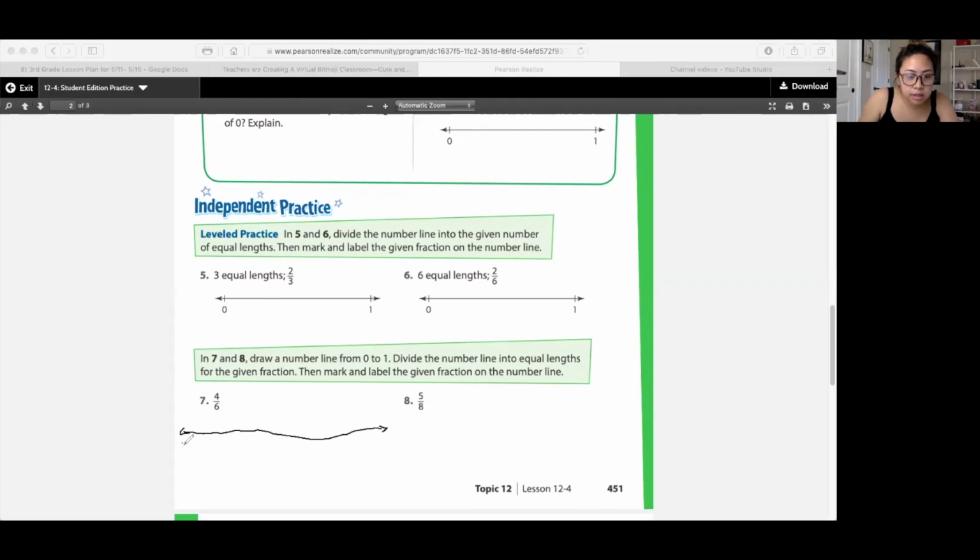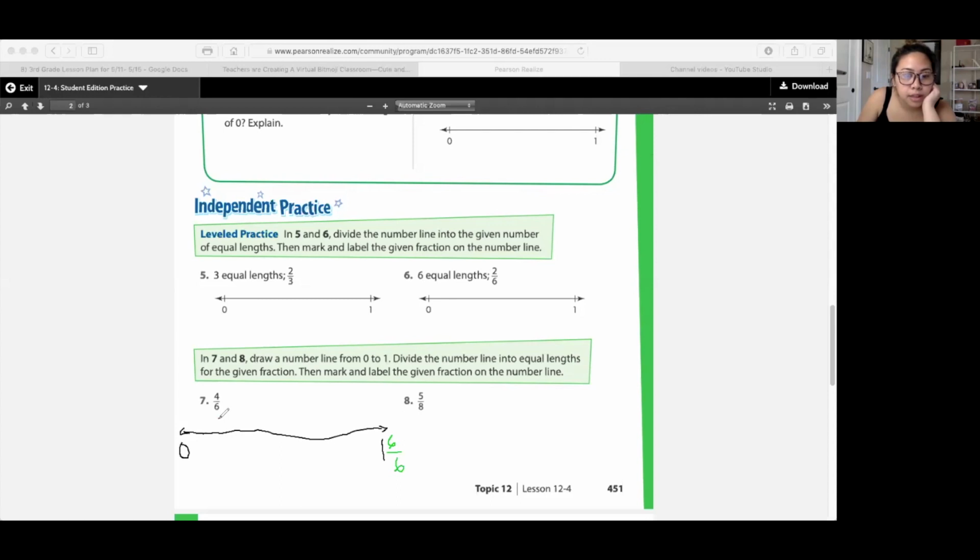This is going to be 0. This is going to be my 1 whole. Since we already know that the denominator is 6, that means I need to cut it into 6 equal parts. So I'm going to go ahead and write my whole number. So I already know that's going to be 6/6. So now I just need to go ahead and start cutting my number line.